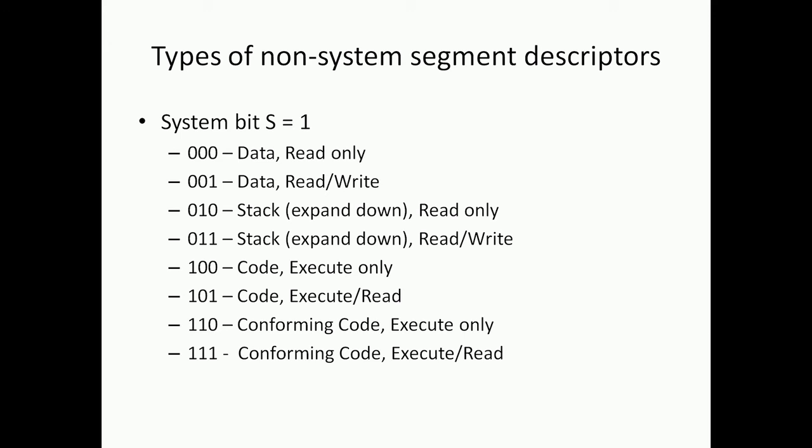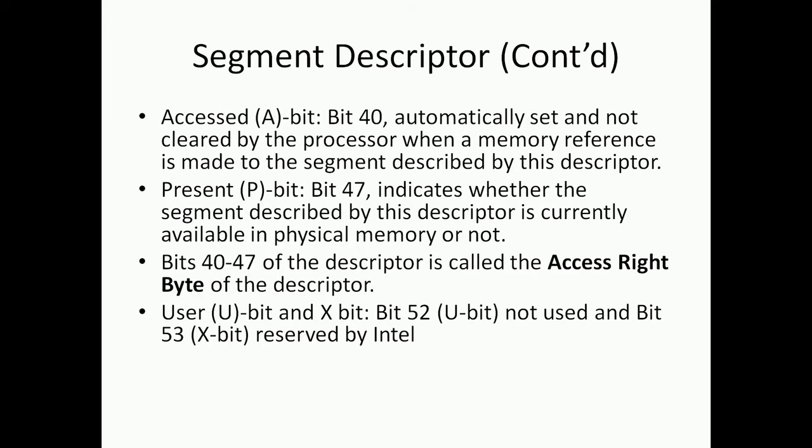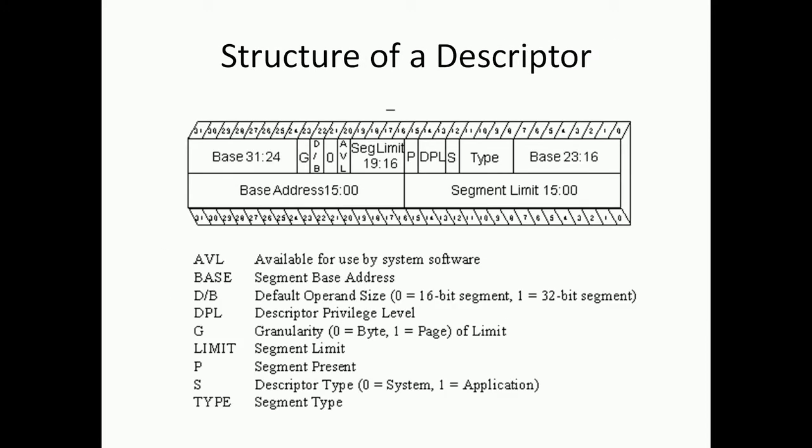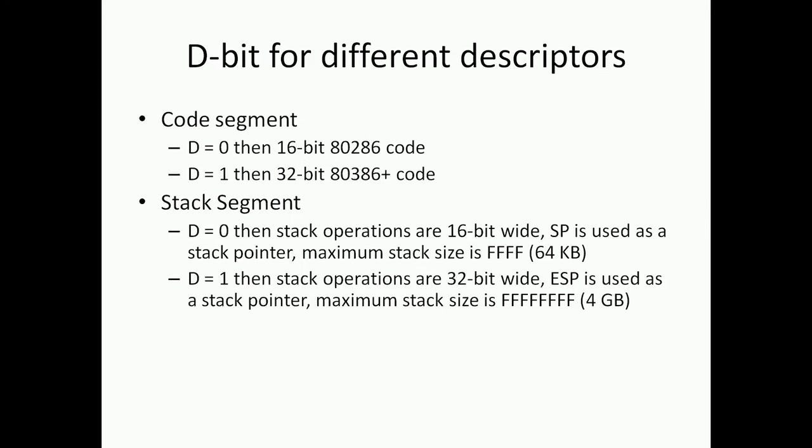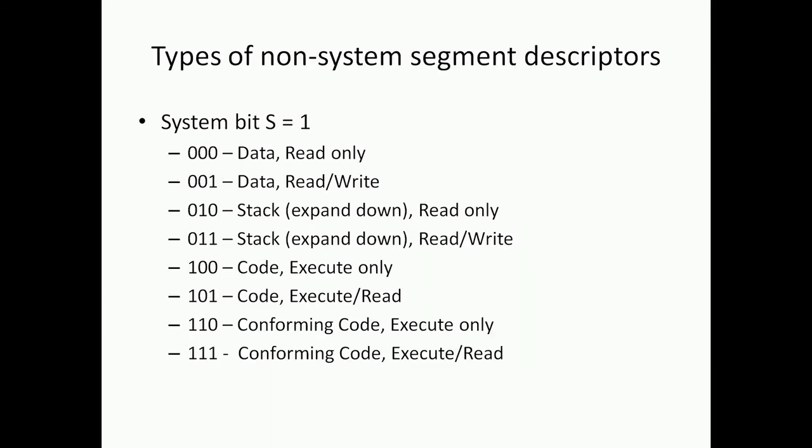What is conforming code we need to explain, I will explain it down the line, and what is stack expand down, expand up, we need to read that also. We need to specify that. I will do it over the next few lectures. So there is a type field in this segment, as you see, bits number 8 to 11 on the top. That type field is filled with these values for the different segments.